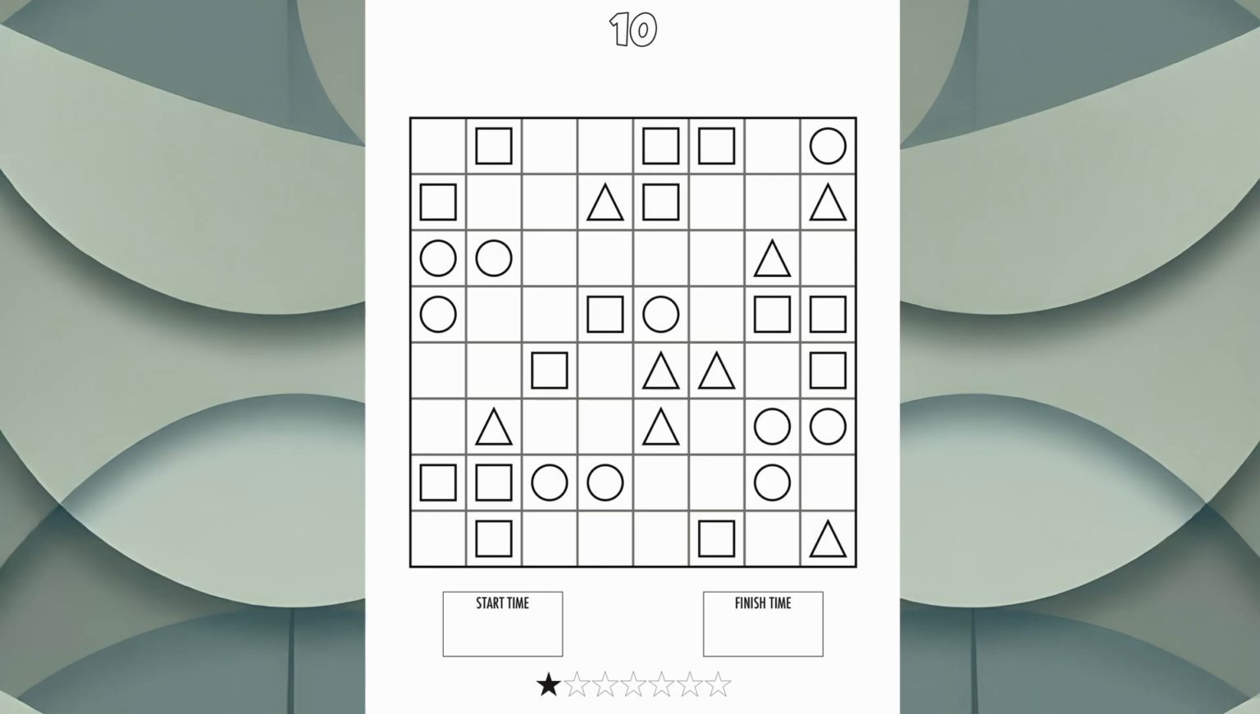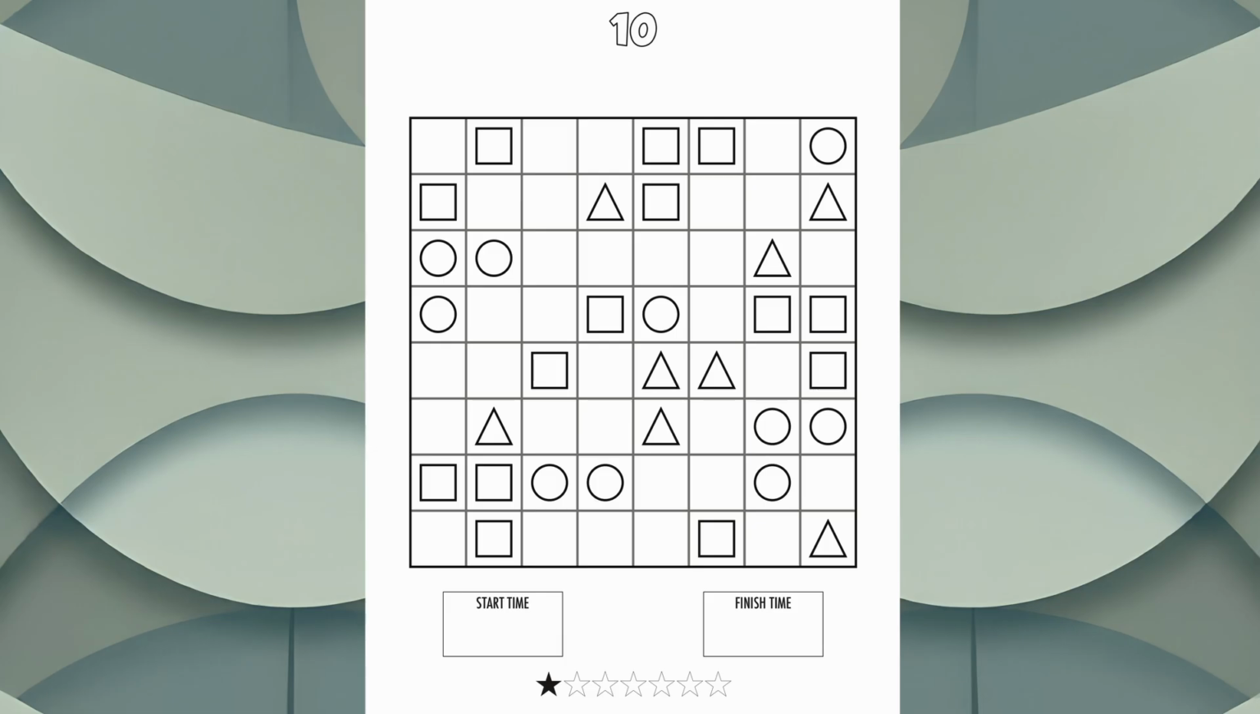Rule number 2 is kind of the opposite of rule number 1, and that is that you cannot have 3 different symbols in a row. So if we look at this row here, these 3 cells, we've got a circle, a triangle, and an empty square here. We cannot put a square in this cell because that would be 3 different symbols in a row, which is also not allowed.